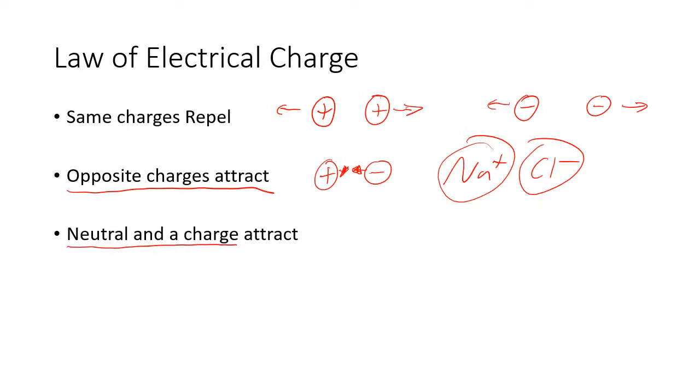Now, a neutral object and a charged object attract. So say if we have an object with no charge and an object that is positive, they will want to attract. Or if you had something with no charge and something that was negative, they will want to attract. And we're going to look at an example of this.